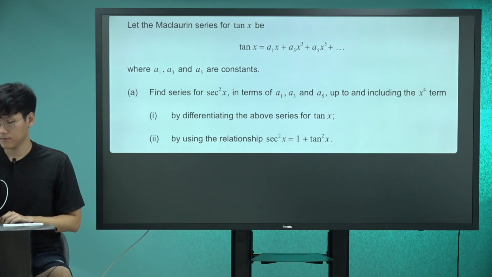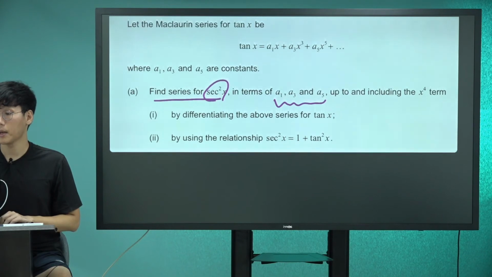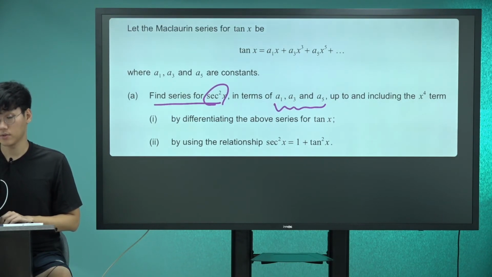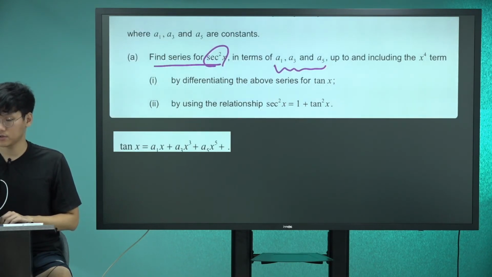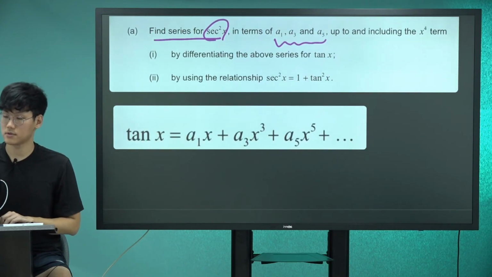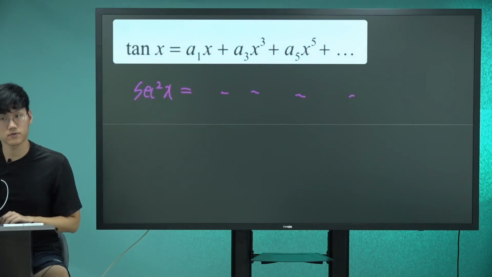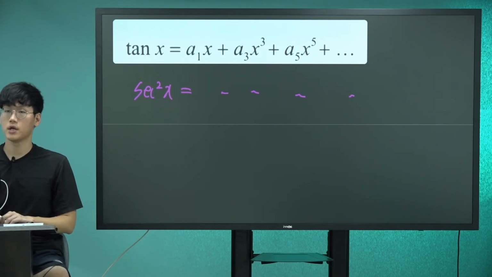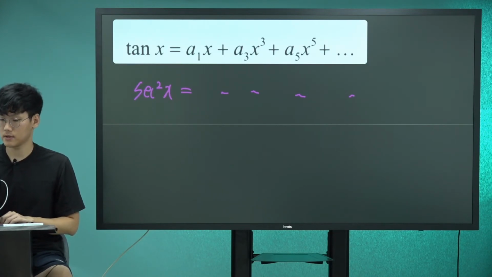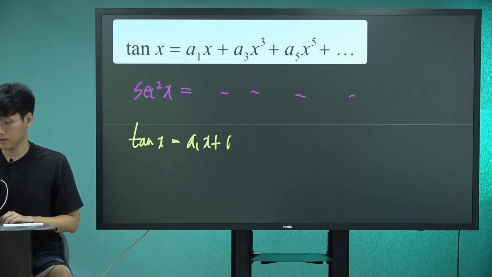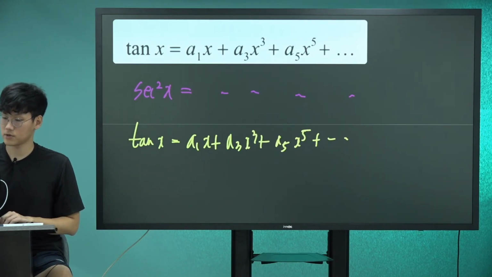What do they say? Find the series of secant squared in terms of a1, a3, a5, because you are given the tangent, right? And from tangent, how would you like to derive the secant squared x? I want to hear your opinion actually. So given that tangent x is a1 x plus a3 x cubed plus a5 x to the power 5, how would you like to derive the secant?